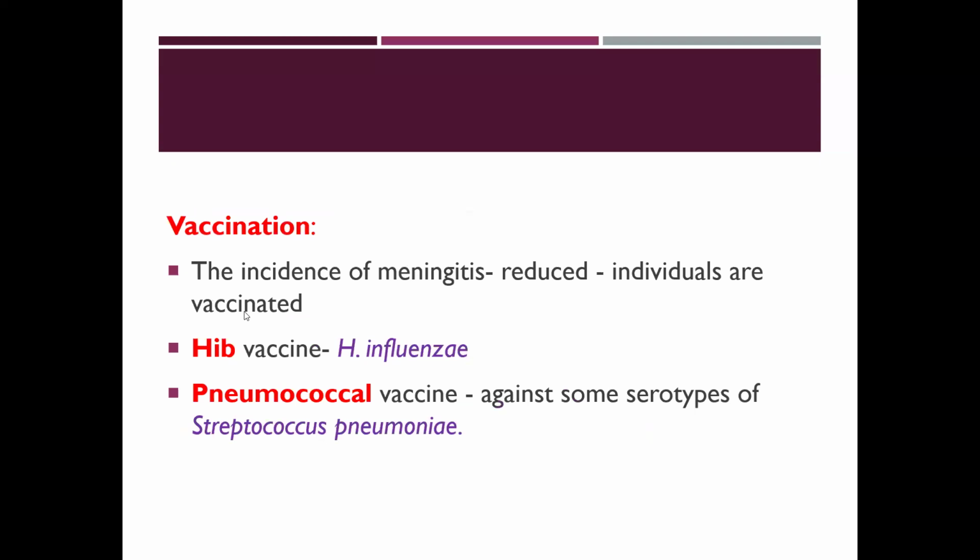Next, vaccination. If you give a vaccination, automatically the incidence of meningitis is decreased. Generally, the Hib vaccine is available. This gives protection from Haemophilus influenzae, and it is given in the form of the pentavalent vaccine. Next is the pneumococcal vaccine, that is PCV, pneumococcal conjugate vaccine. This vaccine gives protection from some serotypes of Streptococcus pneumoniae.